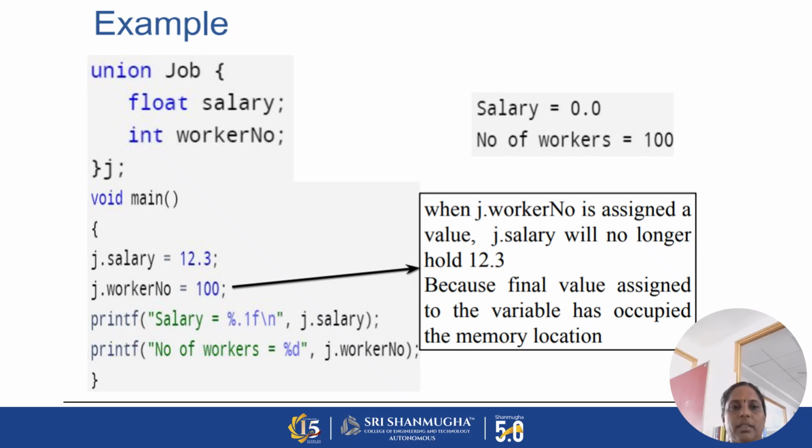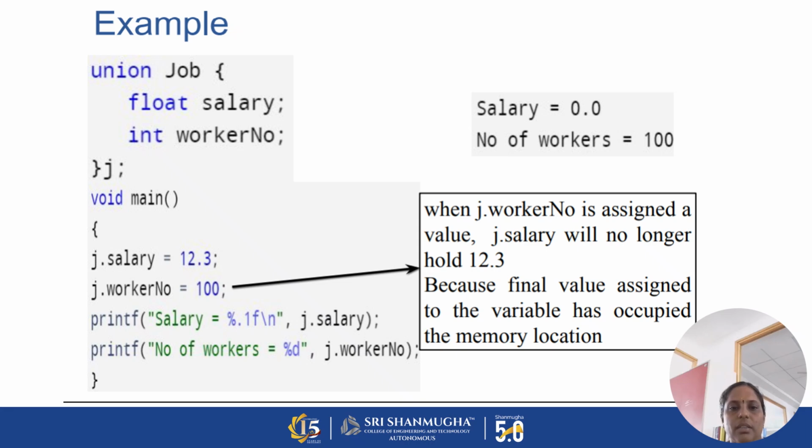See here now. Example, union job with float salary and integer worker number, and we declare a variable j, then void main. This is where our program starts. j.salary is equal to 12.3 and j.worker number equal to 100. We need to use the union variable name, dot, for accessing the members of the union, similar to a structure. So printf salary, j.salary is equal to j.salary. What is j.salary? 0.0. And next we print j.worker number.